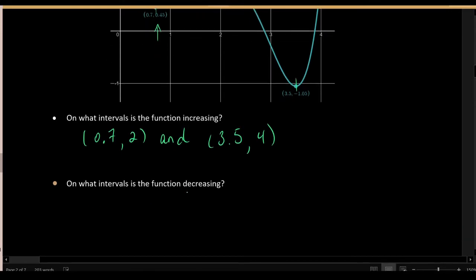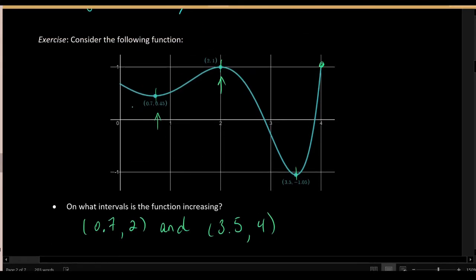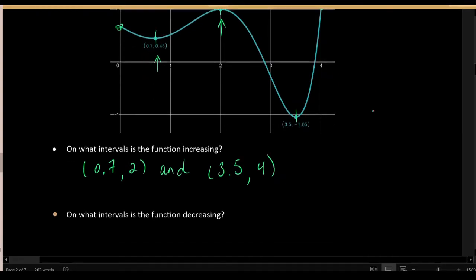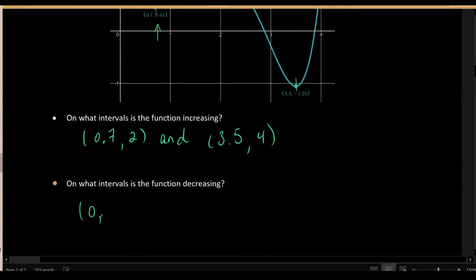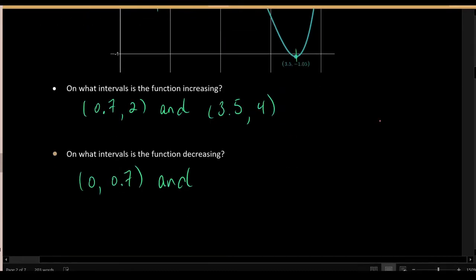On which intervals is the function decreasing? In this case, we're looking for areas where the function's graph is pointing to the bottom right, is tilted downward. And so this occurs basically in the other locations on this graph, from the initial time at t equals 0 down to the time 0.7. And where else do we see this graph decreasing? We see the graph going downward from t equals 2 down to this bottom point at 3.5.